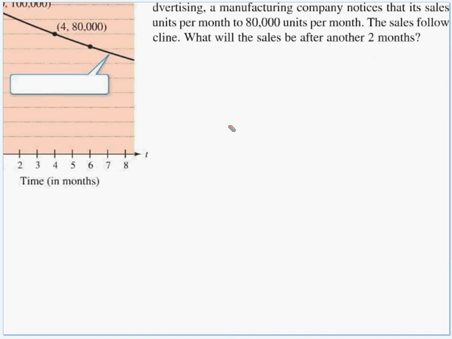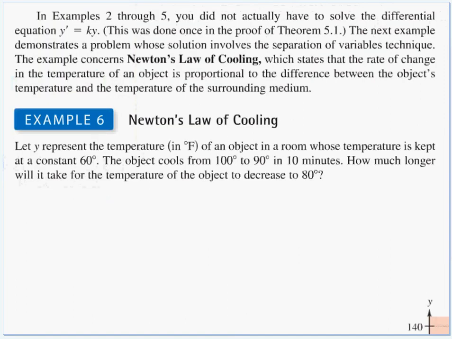Okay, now for the grand finale. I think this is the last example. So it says here in those examples 2 through 5, you did not actually have to solve a differential equation in this form, y prime equals k times y, or the change in y is proportional to y itself, because we did it in the proof of the theorem. We baked the calculus in.